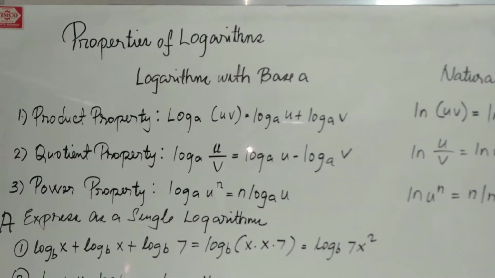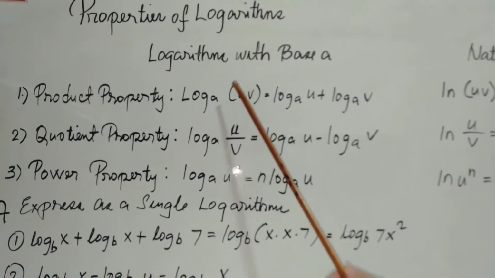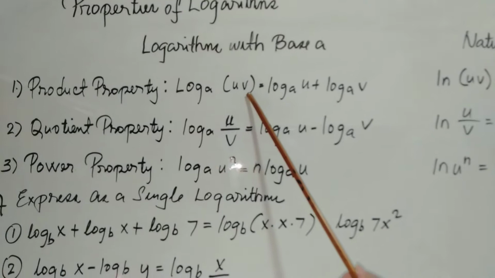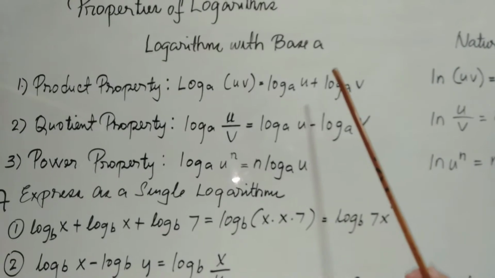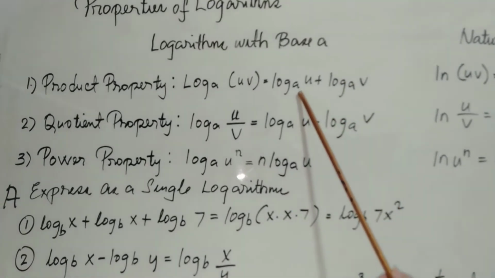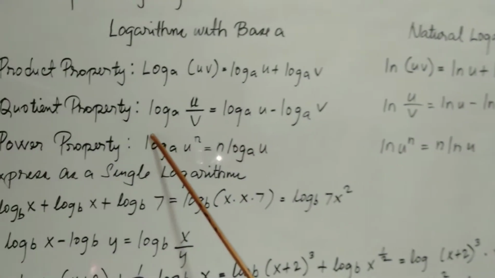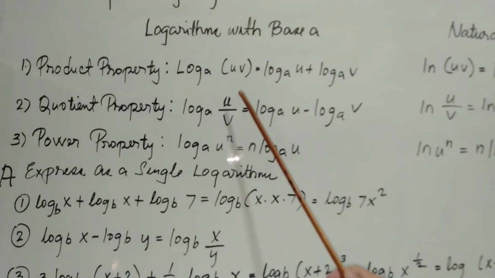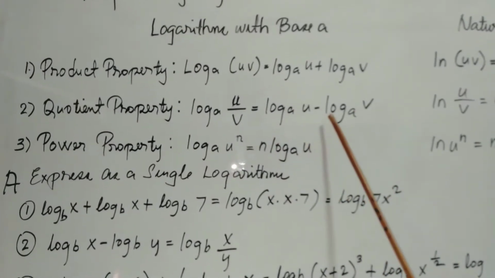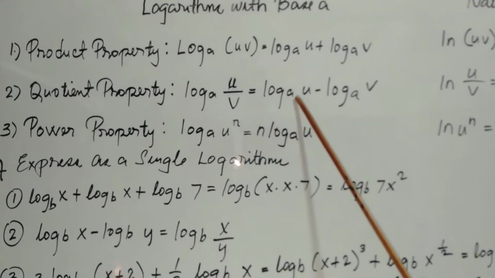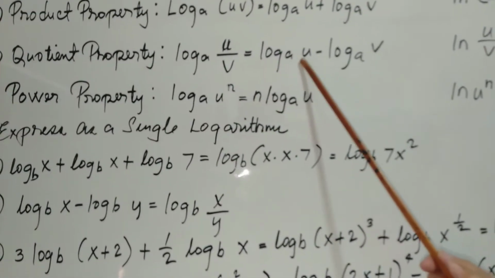The natural log and the logarithm with base 10, or base a. We have this property, the product property: the logarithm base a of any product is equal to the sum of their logarithms with base a. That is similar to natural log. The quotient property states that the logarithm with base a of any quotient is equal to the difference of their logarithms with base a. And always remember also that a is positive and not equal to 1.